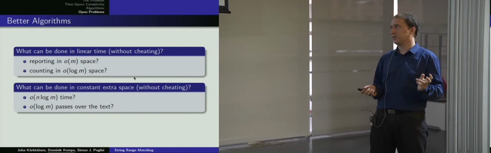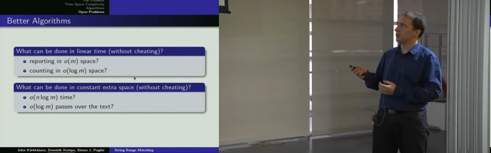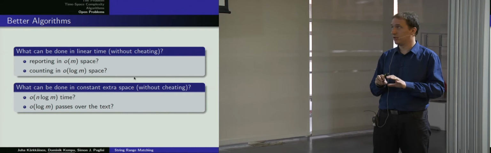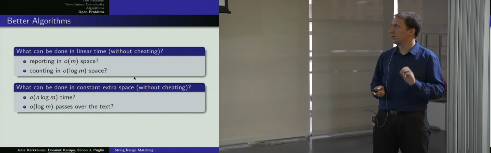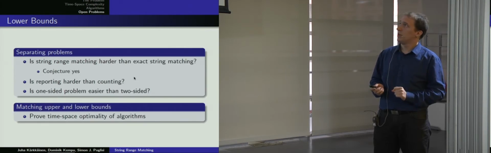Can we do faster than n log m? Or if we can't, can we at least reduce the number of passes over the text? Perhaps make it a streaming algorithm that only does one pass over the text. Also, trade-offs would be interesting.